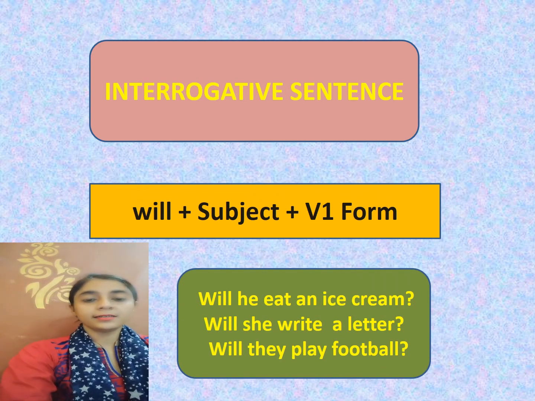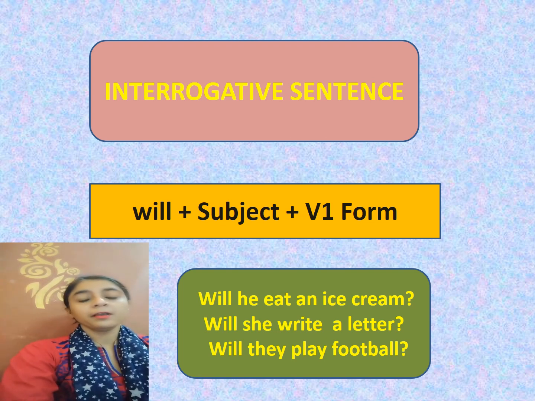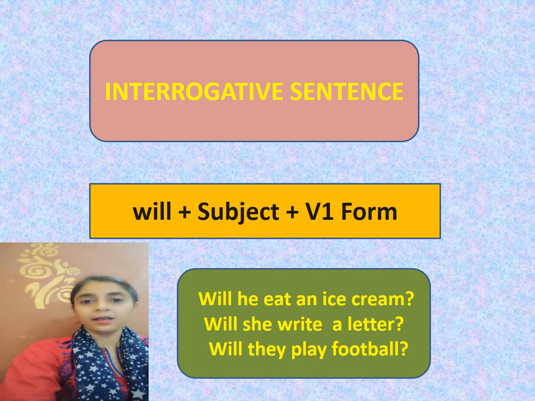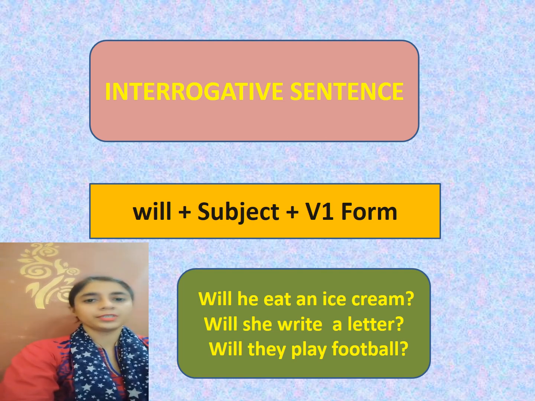Children, now let's learn how to make interrogative sentences in future tense. For this, you have to use will or shall followed by the subject. The subject can be a singular subject or a plural subject, followed by the verb's first form, that is the present form. The examples are, will he eat an ice cream? Will she write a letter? Will they play football? These are the examples of interrogative sentences in future tense.